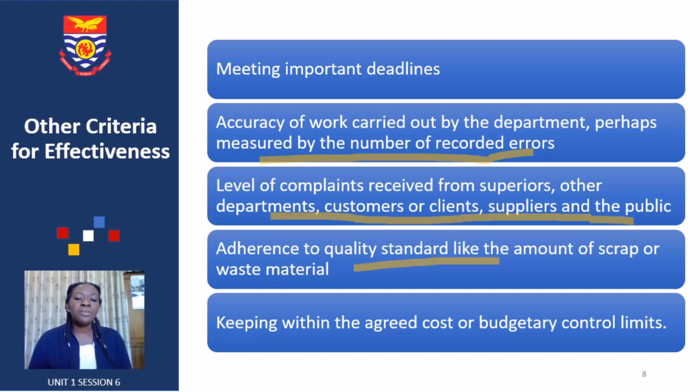Keeping up with the agreed costs and budget control limits. This is one challenge a lot of us face in our businesses, in our institutions. You were given a budget of 5,000 to work with for the semester, and before you realize what you are doing, you're ending up at 7,000, 8,000. It is not the best. So you should be able to keep up with the agreed cost and budgetary control limits to show how effective you are as well.